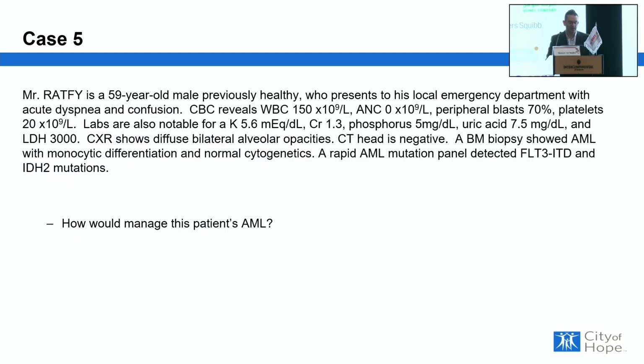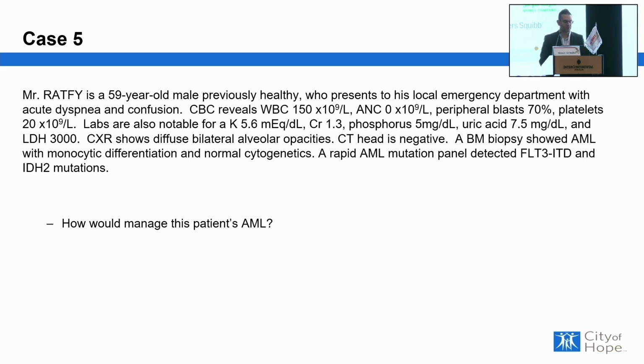In case 5, Mr. Ratfi is a 59-year-old gentleman, previously healthy, who presented to a local ER with acute dyspnea and confusion. Blood work is abnormal, with WBC at 150,000 and peripheral blasts at 70%, making the diagnosis of acute leukemia. Patient presented with TLS, with increased potassium, creatinine, and phosphorus, a uric acid of 7.5 and LDH of 3,000. Chest X-ray showed bilateral infiltrates, and CAT scan was negative for bleed.